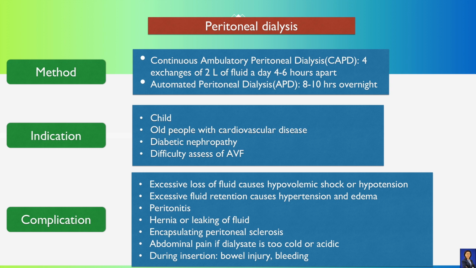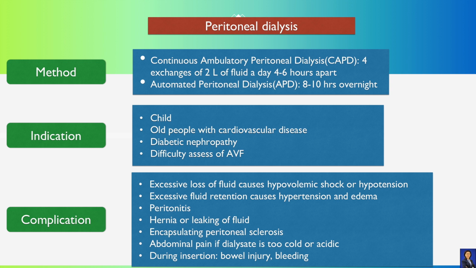In peritoneal dialysis, there are 2 methods, either continuous or intermittent. Indications are especially very young age, child age, or very old age with cardiovascular disease, because when they go for hemodialysis, they cannot tolerate the excessive removal of fluid from the circulation within a few hours. And complications: hypovolemic shock can still happen in peritoneal dialysis. Peritonitis is very common.